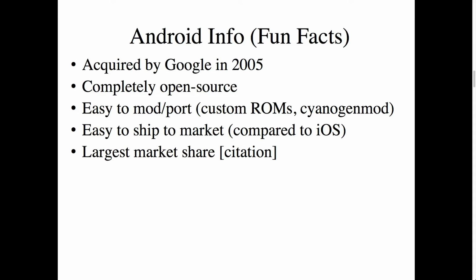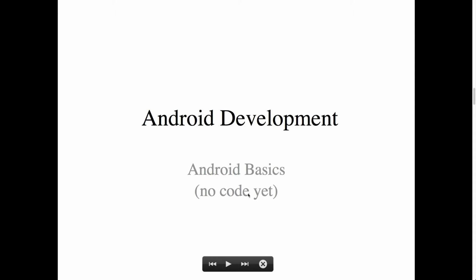And it's easier to ship to market compared to iOS because there's no procedure to go through. There's no one checking your code, which may be a bad thing, but you submit it to the app store and it's there instantly. You don't have to get approval from Android or from Google, while on iOS you do. And it has the largest market share, and there is a link to that on the slides. Citation.